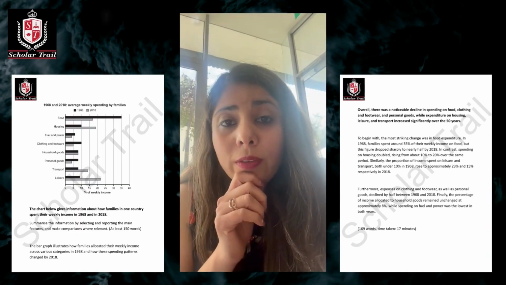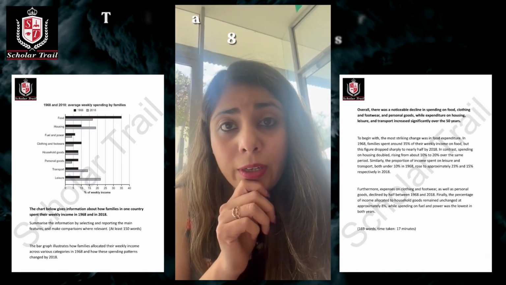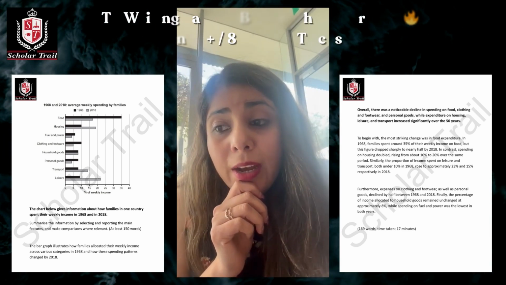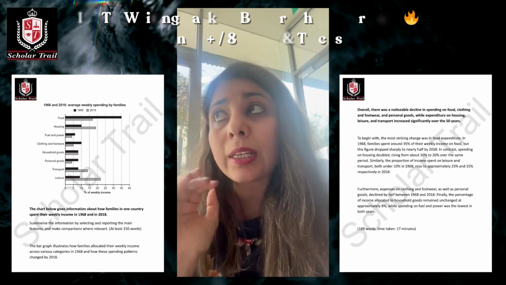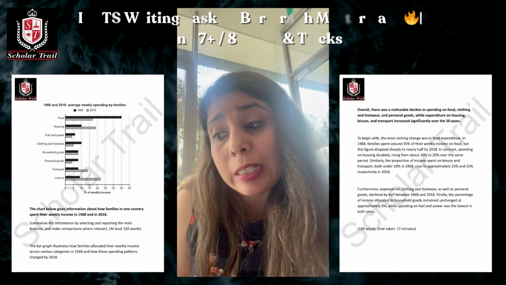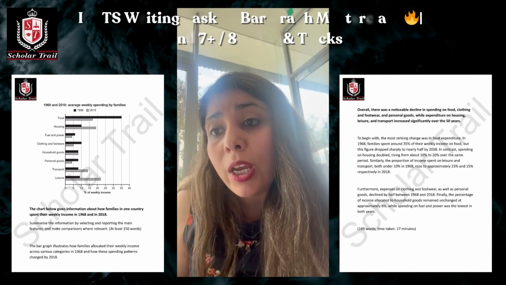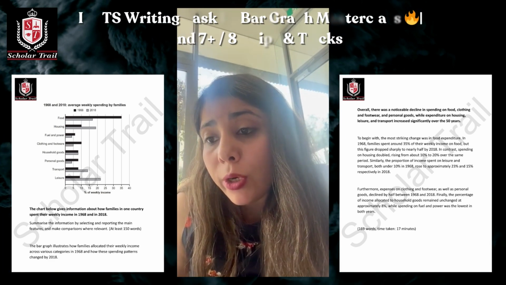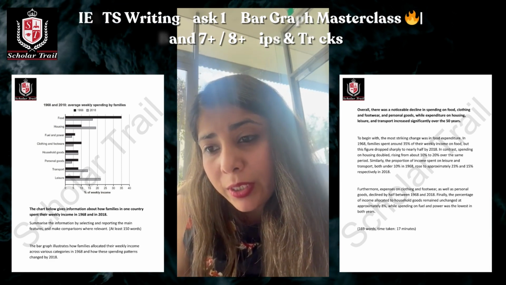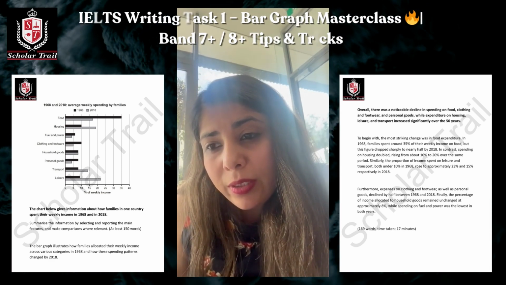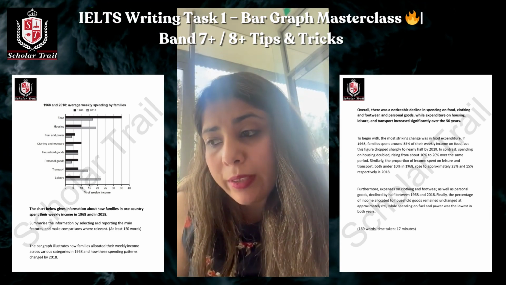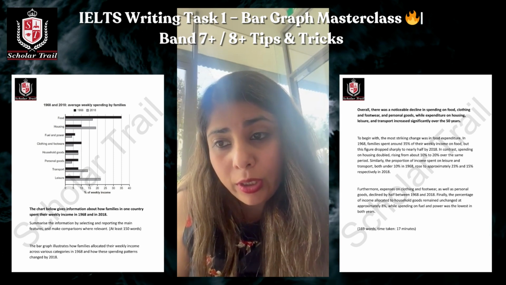Right, let's continue with our final paragraph, which is our last paragraph. So furthermore, expenses on clothing and footwear as well as personal goods, if you see, declined by almost half. Let me explain why I've written this. Clothing and footwear in 1968, the expenses were nearly 10%, but then in 2018 they were like 5% if you look at the graph.